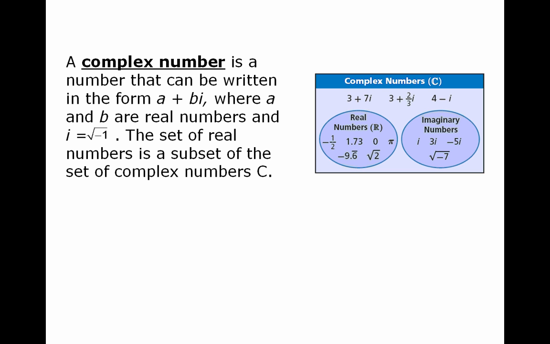Okay, so a complex number is a number that can be written in the form a + bi, where a and b are real numbers, and i, of course, is the square root of -1. The set of real numbers is a subset of the set of complex numbers C.